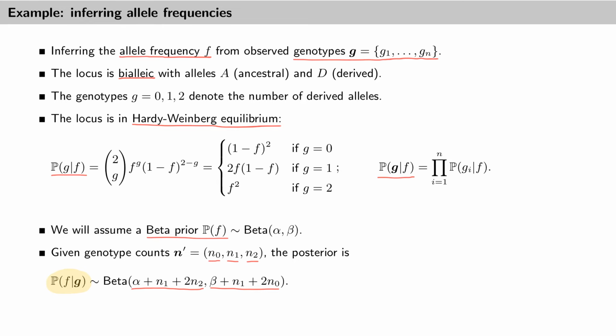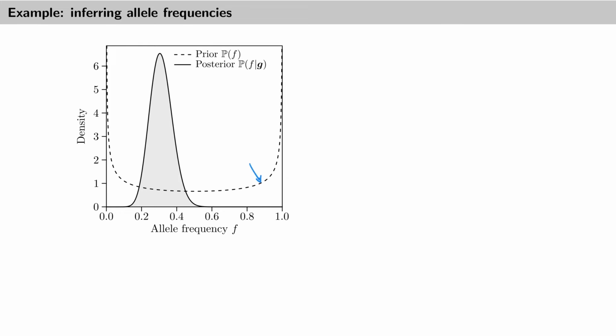We're going to start by ABC rejection sampling posteriors and then see how we can improve them by using ABC-GLM. Shown here as a dashed line is the prior distribution on F with parameters alpha equals beta equals 0.5. Shown as a solid line and filled in gray is an example posterior distribution on some data simulated with true F equals 1/3. That data consisted of the following genotype counts: 12 homozygous ancestral genotypes, 11 heterozygous genotypes, and 2 derived homozygous genotypes.